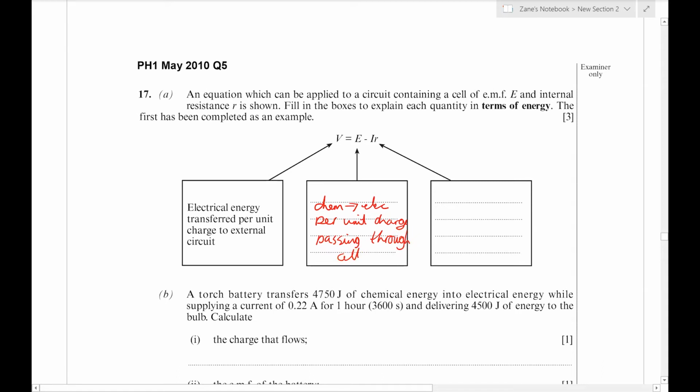Now I times R is sometimes known as the lost volts, but in terms of energy, it's the amount of electrical energy that's turned into heat energy, again per unit charge, in the internal resistance.